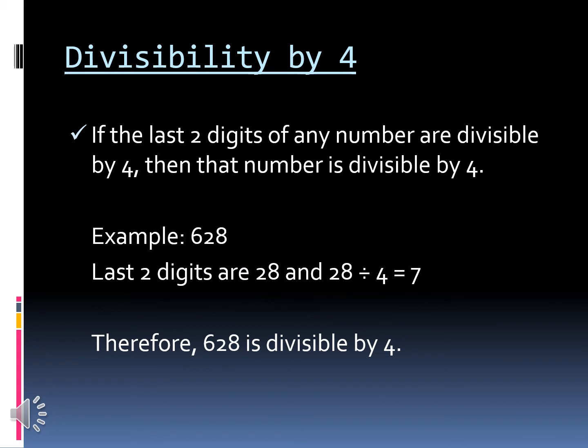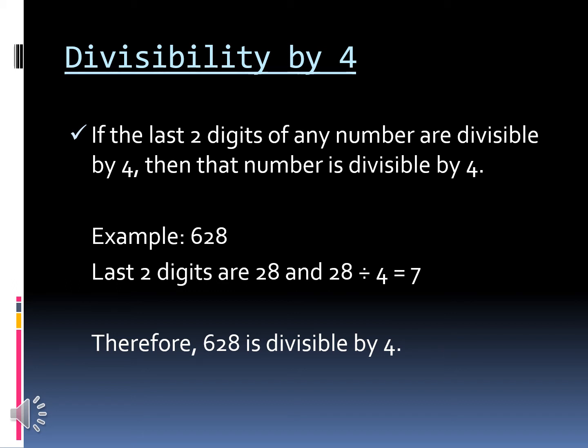Next is the divisibility by 4. This is again one of the easy rules. So what we have to do here is we just have to see the last 2 digits of the number. Right, so if the last 2 digits of any number are divisible by 4, then the complete number is divisible by 4. Let's take up an easy example again, 628.